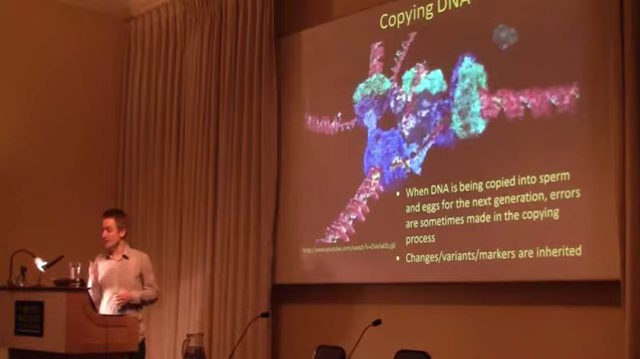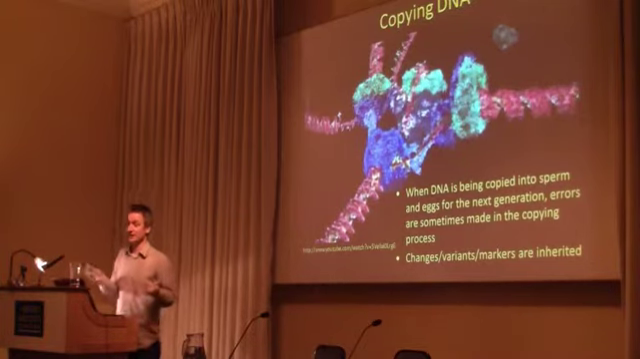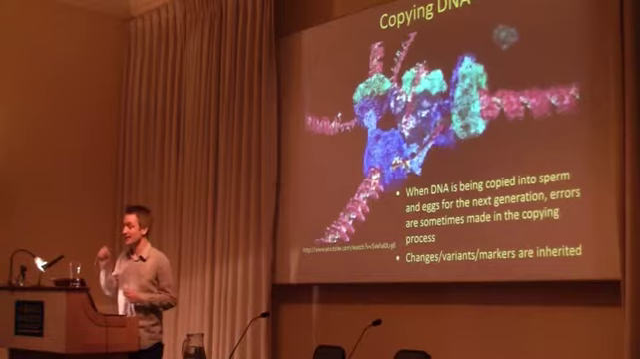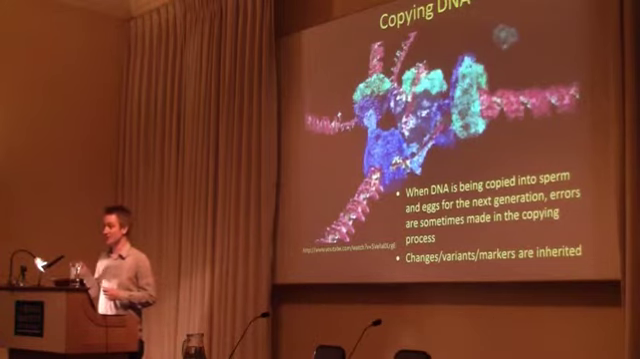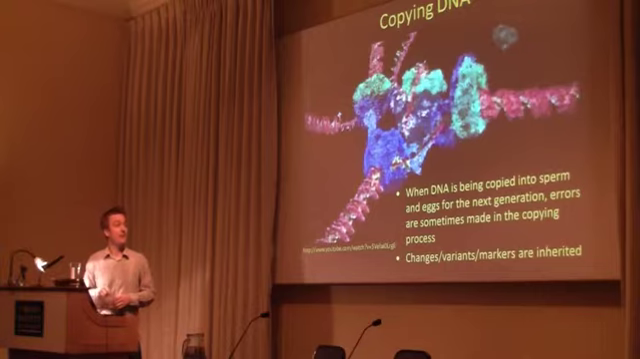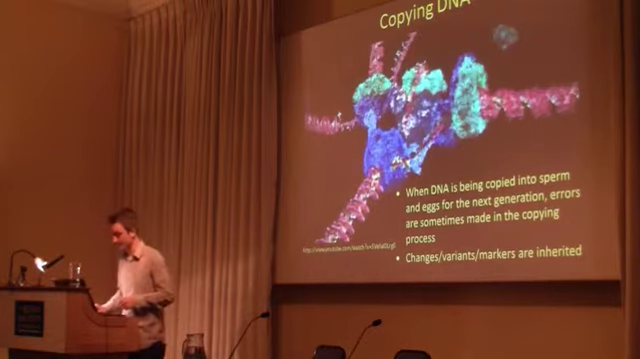And this machine is very high fidelity. If I gave you the job of copying 6 billion letters, you'd make a lot of mistakes. So would I. This machine makes hardly any mistakes, but occasionally it does make a mistake. And instead of putting an A in where it should do, it puts a T in. And this is the origin of all changes in the code, of all markers, of all variants. And there are errors made when copying the DNA for the eggs or the sperm. We refer to them as changes, variants, or markers. And these are inherited.